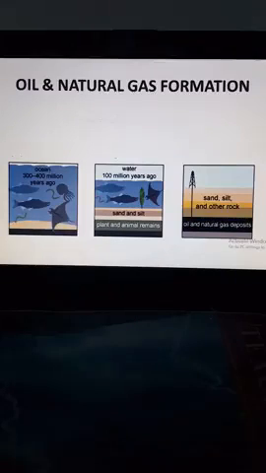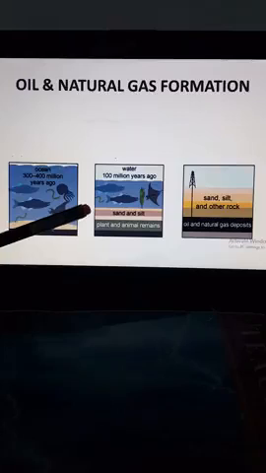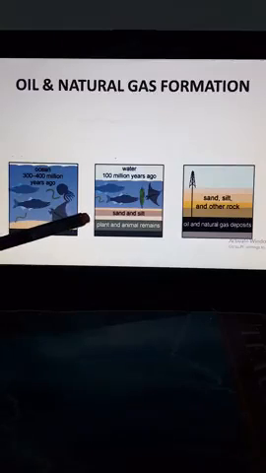Now, let's talk about oil and natural gas formation. Unlike coal, which was formed in swamps, oil and natural gas were formed in the ocean floor. About 300 to 400 million years ago, marine plants and animals were buried on the ocean floor. The action of bacteria helped to decompose them. As these remains were buried deeper and deeper, heat and pressure gradually changed them into oil and natural gas.